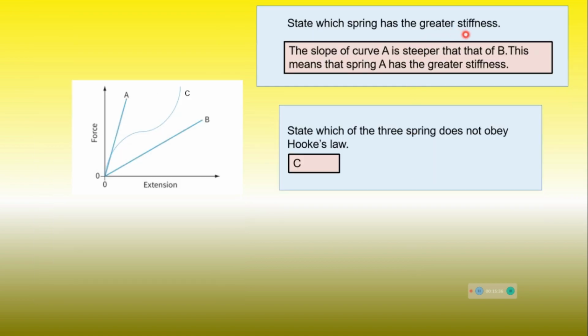State which spring has a greater stiffness. Here we can see that the force versus extension graph is plotted for different springs. We can see that the slope of curve A is steeper than that of B. So this means that spring A has a greater stiffness. And spring C does not follow Hooke's law because it is a curved line. So state which of these springs does not follow. The answer is C. Thank you for watching this video.